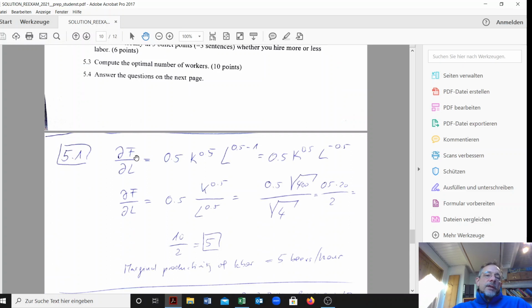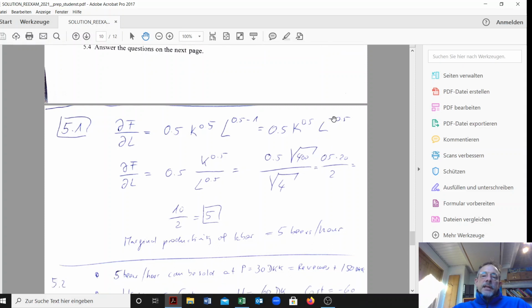Let's do that. We have to differentiate the production function with respect to L in the following way: we take the exponent, write the exponent in front of the expression, and reduce the exponent by 1. So we end up at 0.5 k to the power of 0.5 L to the power of minus 0.5. Hence, this implies 0.5 k to the power of 0.5, and then L to the power of 0.5 goes into the denominator because we had a negative sign here. So this goes in the denominator.